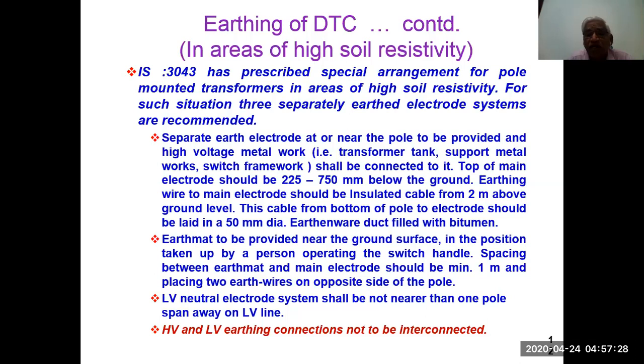Spacing between the earthmat and the main electrode should be minimum 1 meter, and place two earth wires on opposite sides of the poles. LV neutral electrode system shall be nearer than one pole span away on the LV lines. HV and LV earthing connections are not to be interconnected.